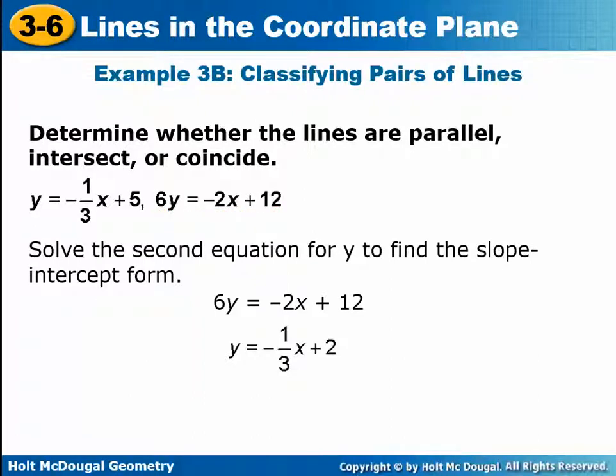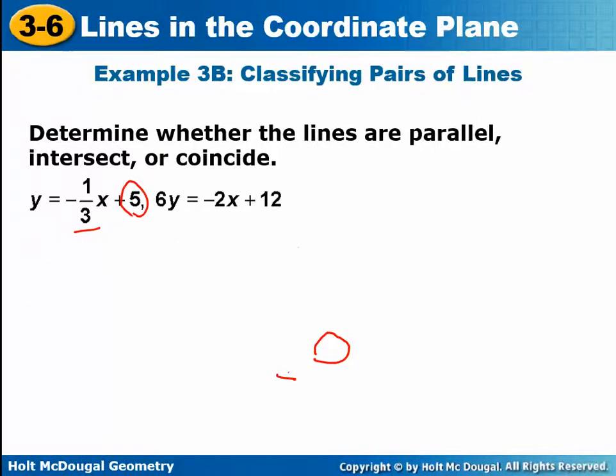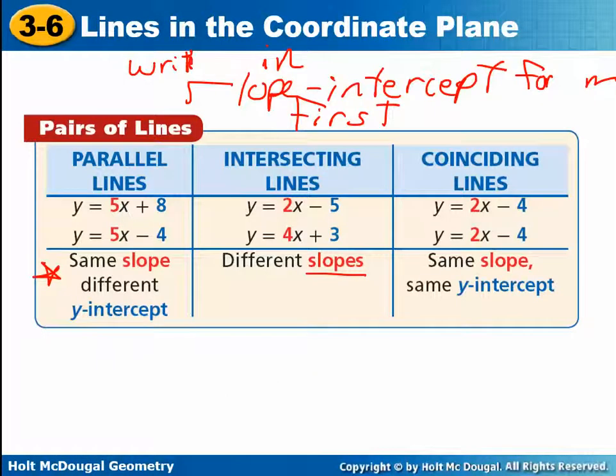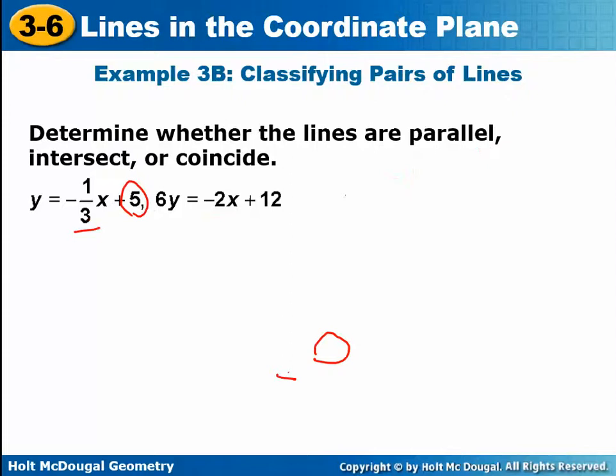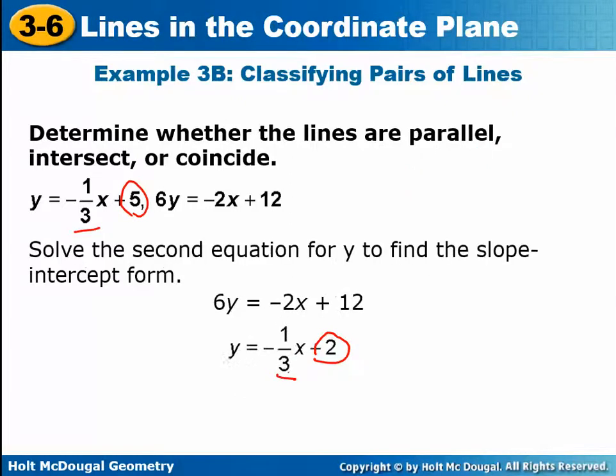Well, now look at the slopes. Now they're both -1/3. Now I will go ahead and look at the y-intercepts. One has a y-intercept of 2, one has a y-intercept of 5. Let's look back at our table. They have the same slope, but different y-intercepts, so therefore they are parallel lines. So if they have the same slope but different y-intercepts, they're parallel lines.